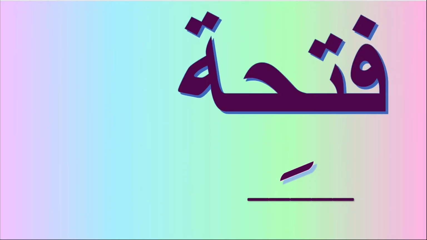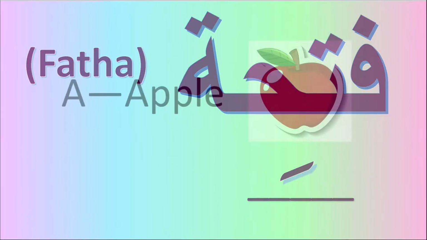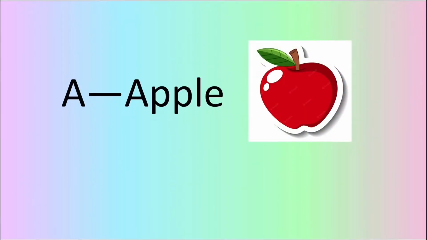First, I'll explain to you about fatha. Fatha is a small line written above the letter. It is read as fatha. The pronunciation of fatha is the a in apple. If I cut out this part, I will get a. So this is the pronunciation of fatha.